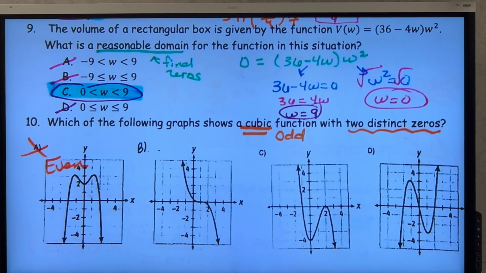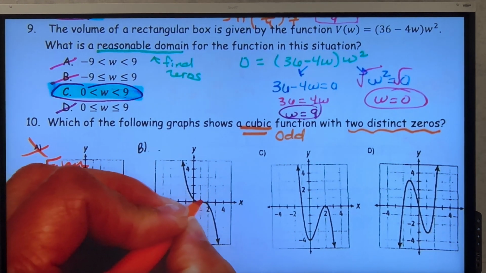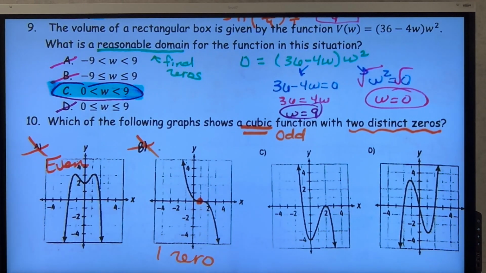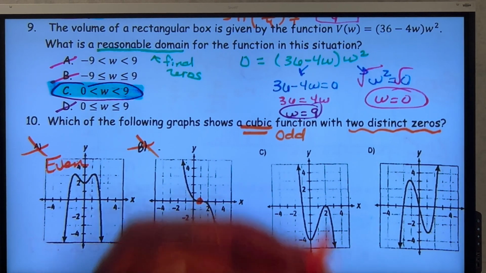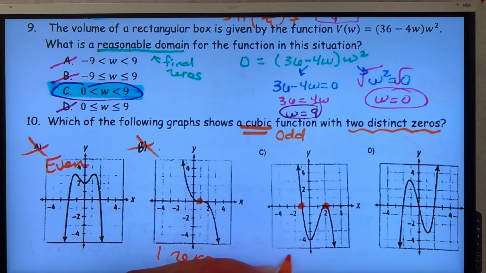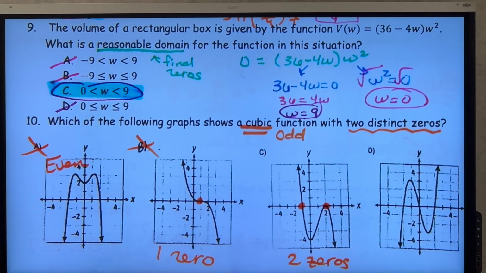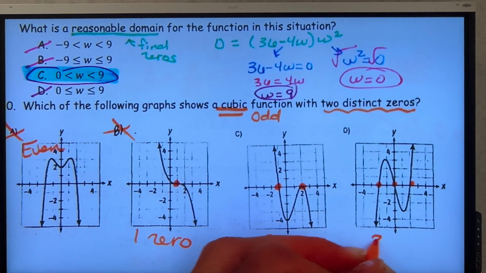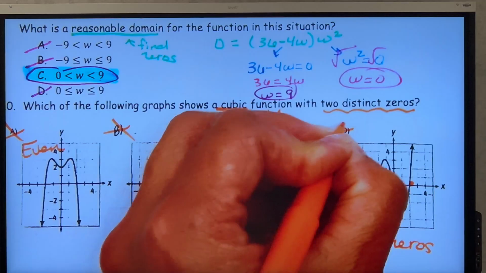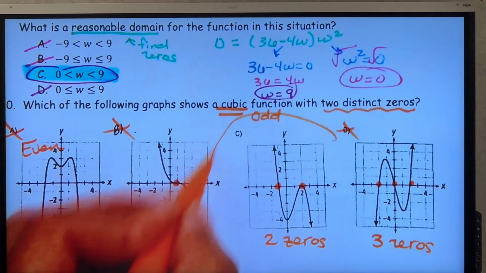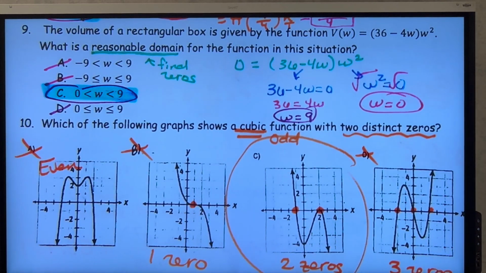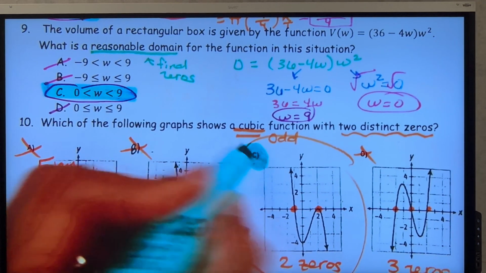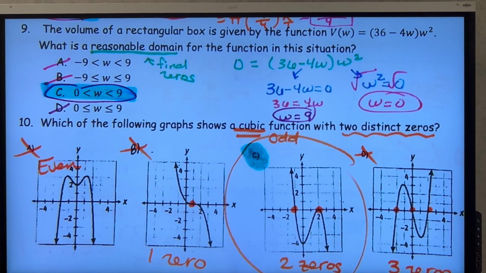Okay, so now let's look for 2 distinct zeros. B is only crossing through once, so this only has 1 zero. I need 2 though, so it's not B. C has 2 zeros. Okay, so this one's a possibility. Let's look at D. D has 1, 2, 3 zeros. Oh, it has too many. So it's not D, it's gotta be C. And I'll just highlight it right here. So C was the correct answer to number 10.